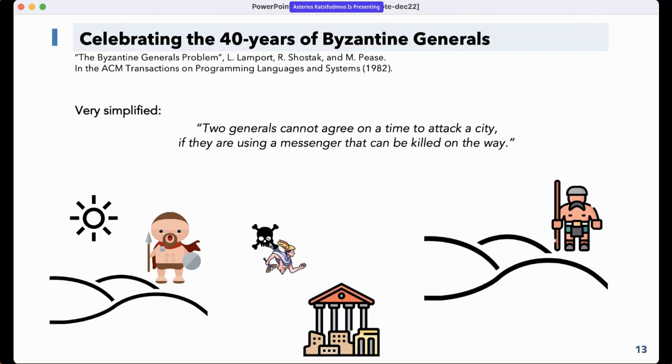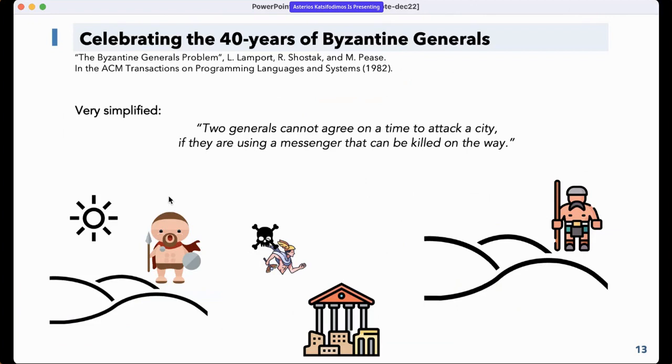The problem with that is that the messenger can be killed anytime, because the messenger is a human and they have to cross the valley and up the mountain until they get from one general to the other. Now, the possibility of the two generals problem basically is that the last general to send a message is never sure whether the receiving general has received the message.